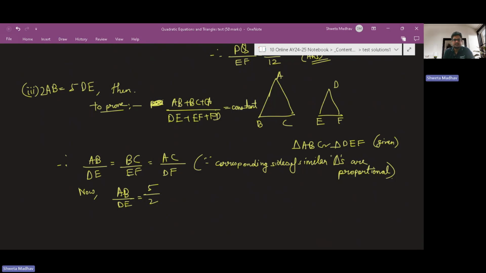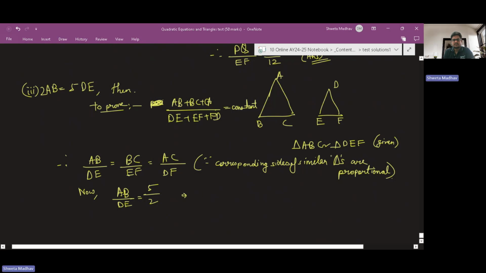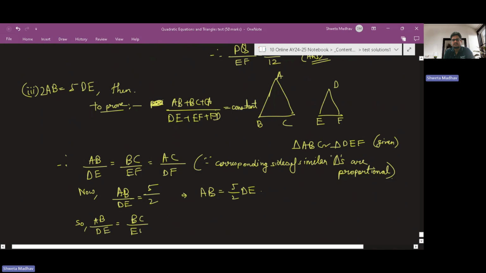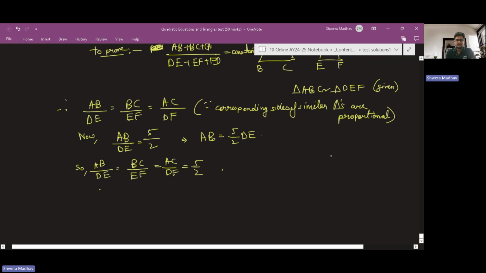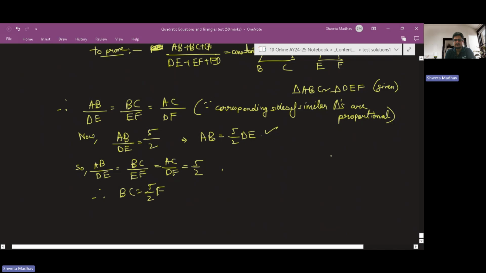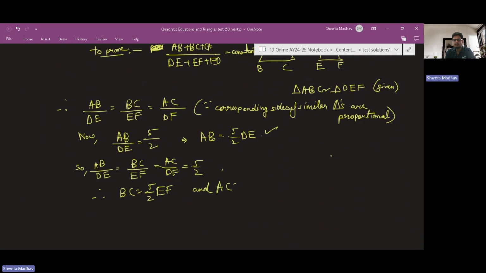A by D is given as 5 by 2. So now I can say that AB is equal to 5 by 2 times DB. So hence I can say AB by DE is equal to BC by DF, which is equal to AC by DF, that is also equal to 5 by 2, since it has been proved earlier. So therefore we can say that AB is equal to 5 by 2 DE. So similarly, BC is equal to 5 by 2 EF, and AC also will be equal to 5 by 2 DF.